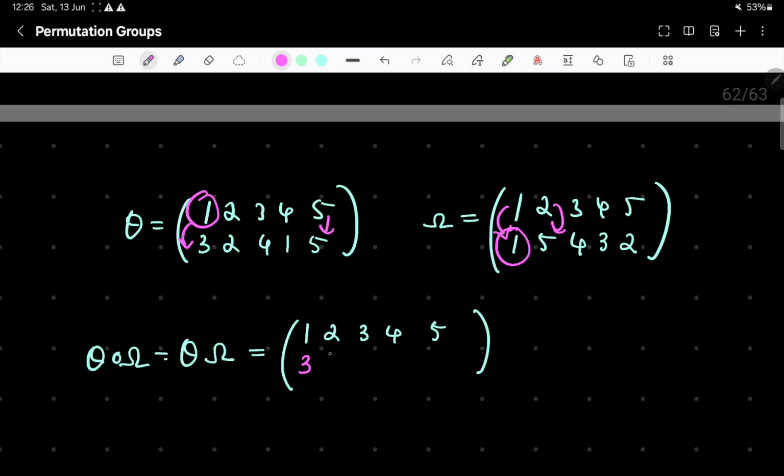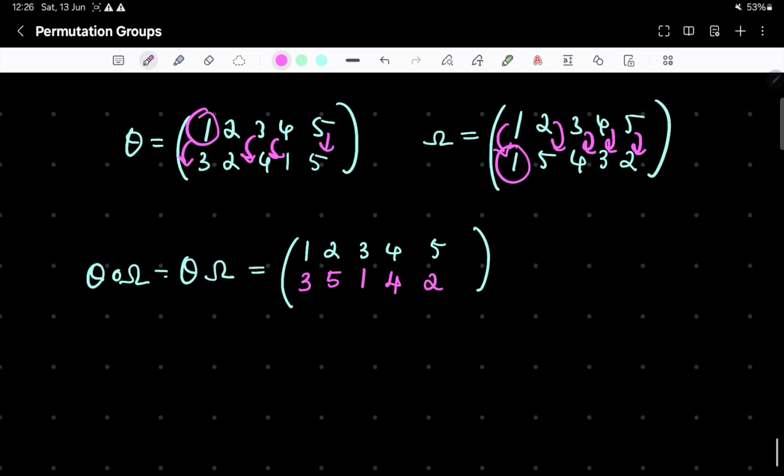5 goes to 5. So 2 goes to 5. 3 goes to 4, 4 goes to 1. So 3 completely goes to 1. Now 4 goes to 3, 3 goes to 4. So 4 goes to 4. 5 goes to 2, 2 goes to 2. So 5 goes to 2. So this is the answer you get.